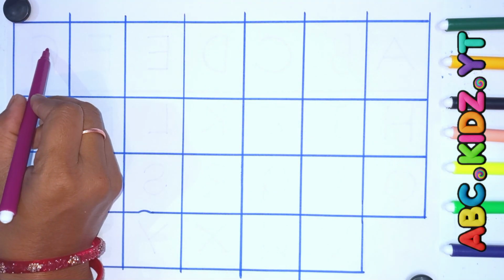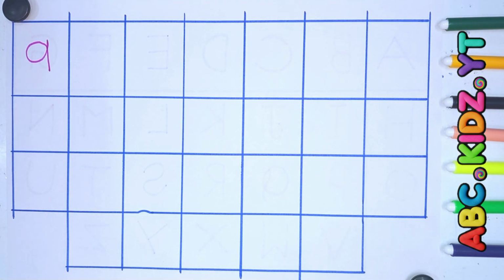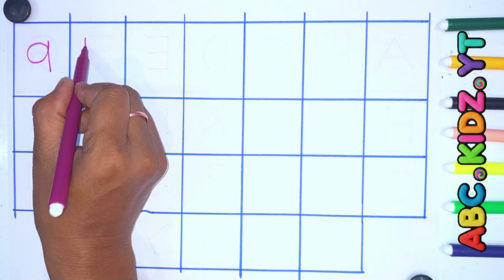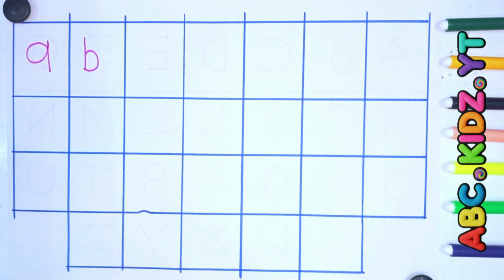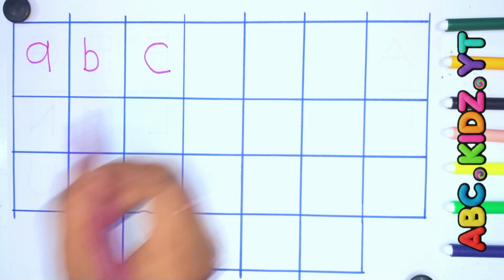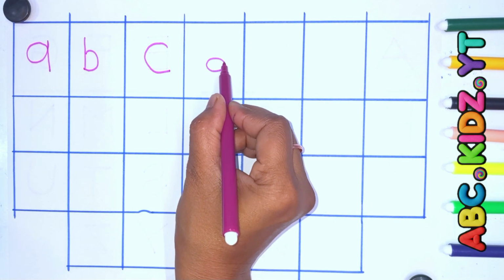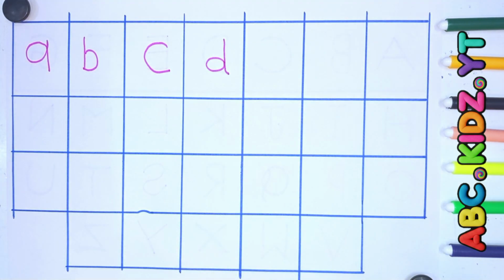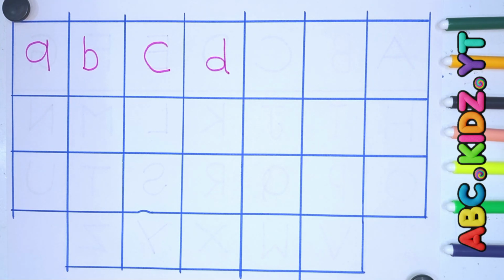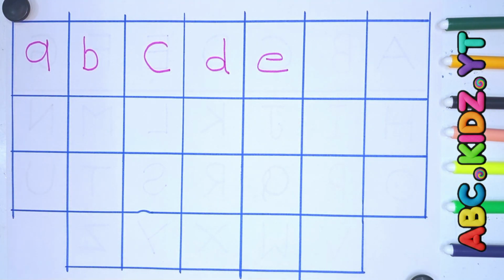A for apple. B for banana. C for car. D for dog. E for elephant.